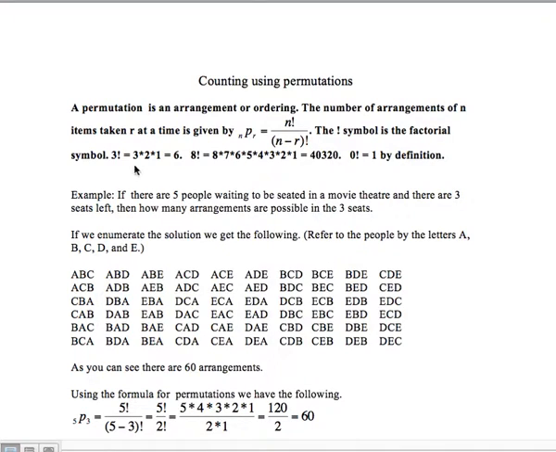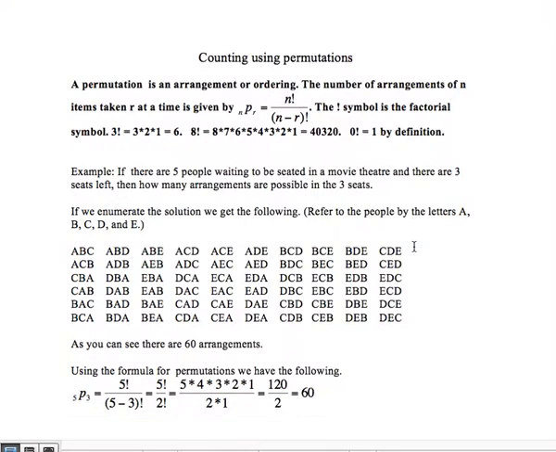For example, 3 factorial is equal to 3 times 2 times 1, which is 6. 8 factorial is 8 times 7 times 6 times 5, all the way down to 1, which is 40,320. By the way, 0 factorial equals 1 by definition.